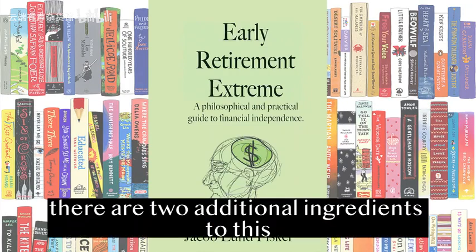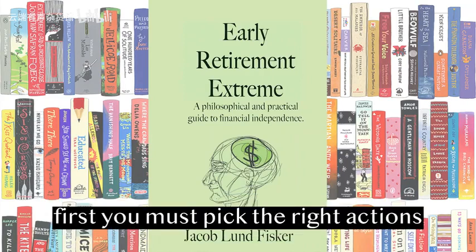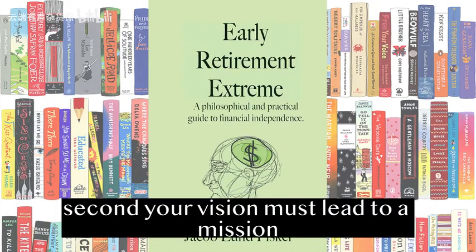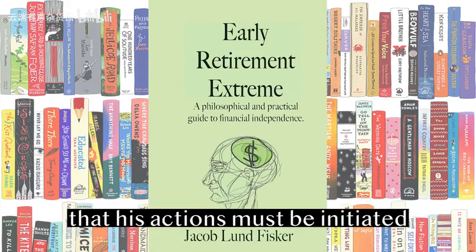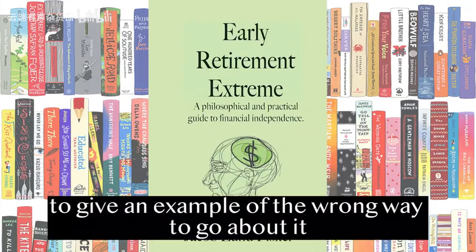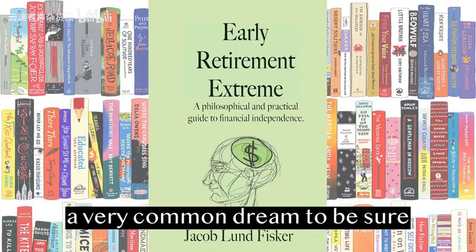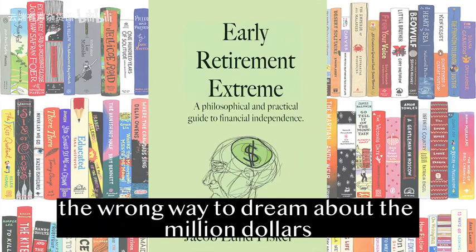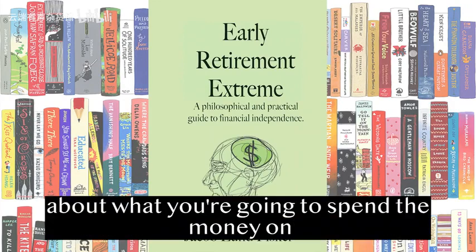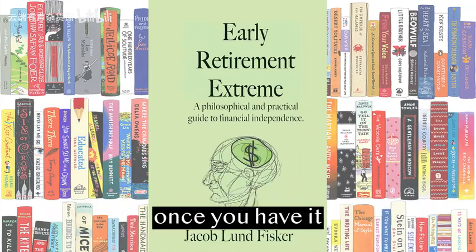There are two additional ingredients to this. First, you must pick the right actions. Second, your vision must lead to a mission. That is, actions must be initiated. To give an example of the wrong way to go about it, imagine that your dream is to become a millionaire. A very common dream, to be sure. The wrong way to dream about the $1 million is obviously thinking about what you're going to spend the money on once you have it.